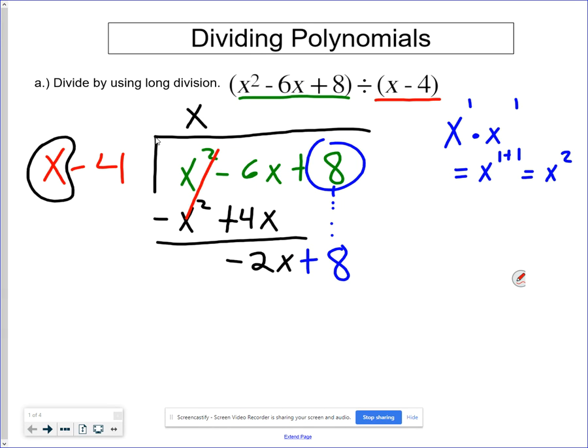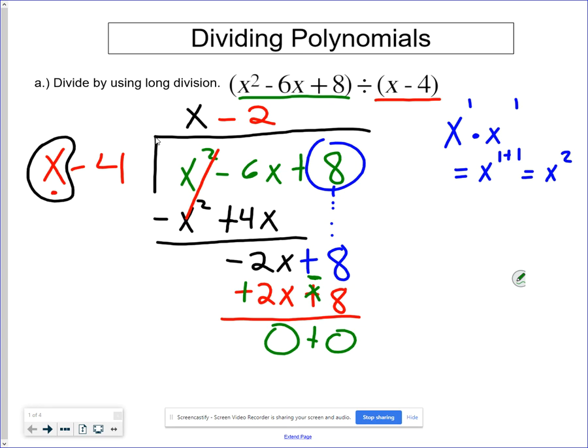Now we'll do the same thing. We'll take this x over here and say, how many times does x go into negative 2x? Well, that is negative 2 times. So x times negative 2 is negative 2x, and negative 4 times negative 2 is positive 8. So now we need to flip our signs. So negative 2x plus 2x, and instead of a plus 8, it's a minus 8. So we have negative 2x plus 2x is 0, and positive 8 minus 8 is 0. And so now we're done.